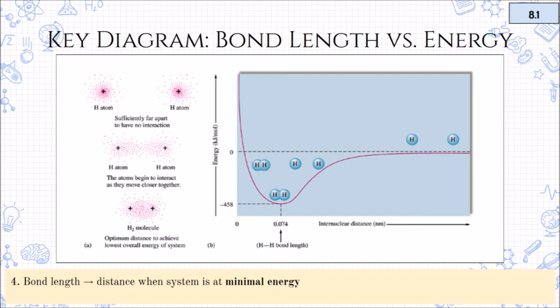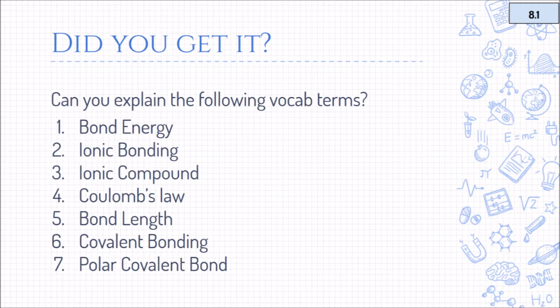And so, the bond length of the hydrogen-hydrogen bond occurs at the place that is most favorable, when the system is at minimal energy, or the bottom of the dip in the graph. And we see here that the bond length is 0.074 nanometers, while the energy of the bond is negative 458 kilojoules per mole. That's all for section 8.1.